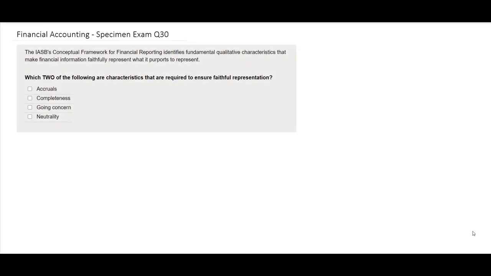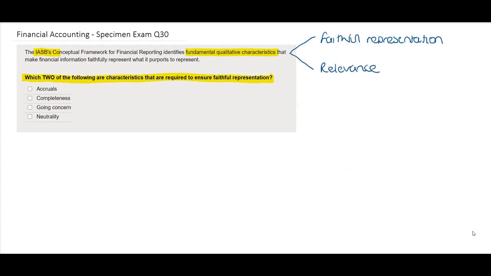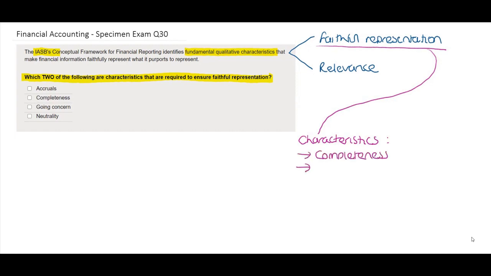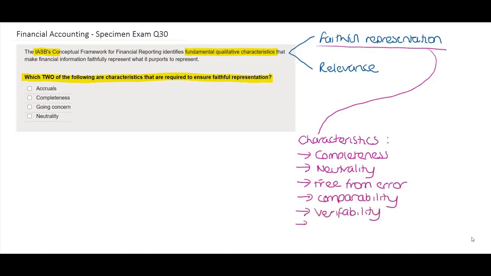In this question, we are being asked which two of the following are characteristics that are required to ensure faithful representation. Faithful representation is one of the IASB's fundamental qualitative characteristics. There are two. One is faithful representation and the other is relevance. We are told from the conceptual framework that for financial information to hold faithful representation, it should possess the following characteristics. We have completeness, neutrality, free from error, comparability, verifiability, timeliness, and understandability.